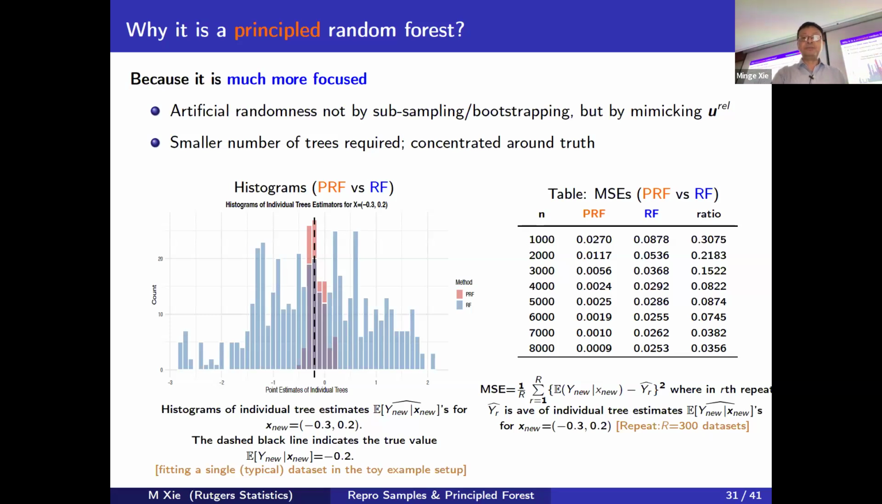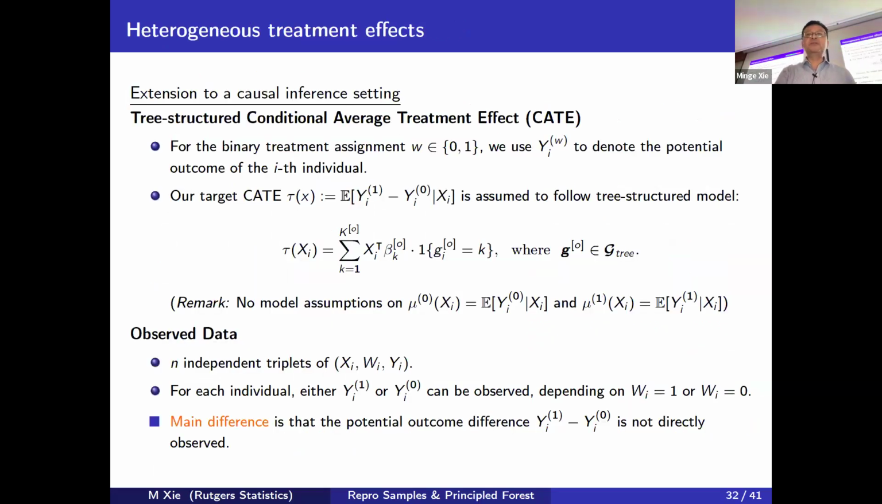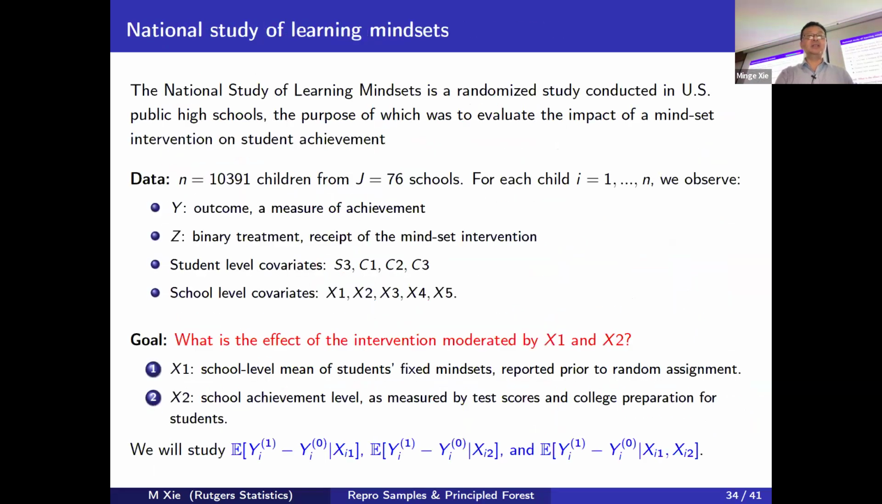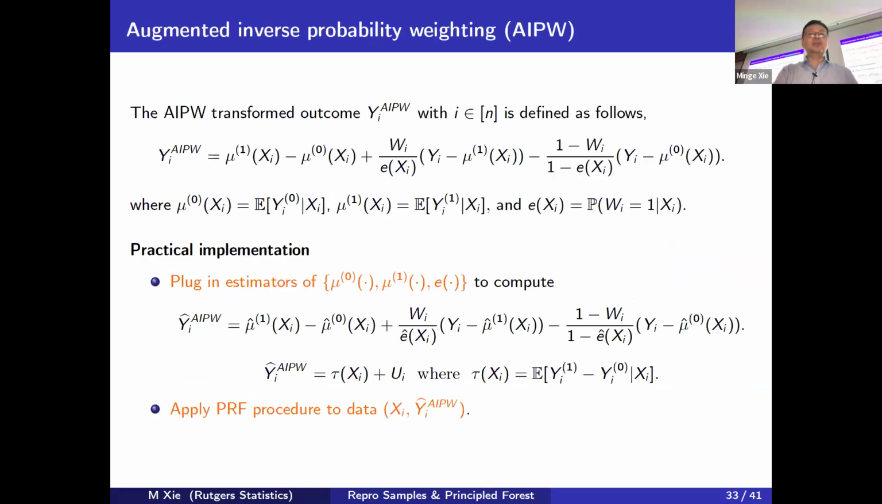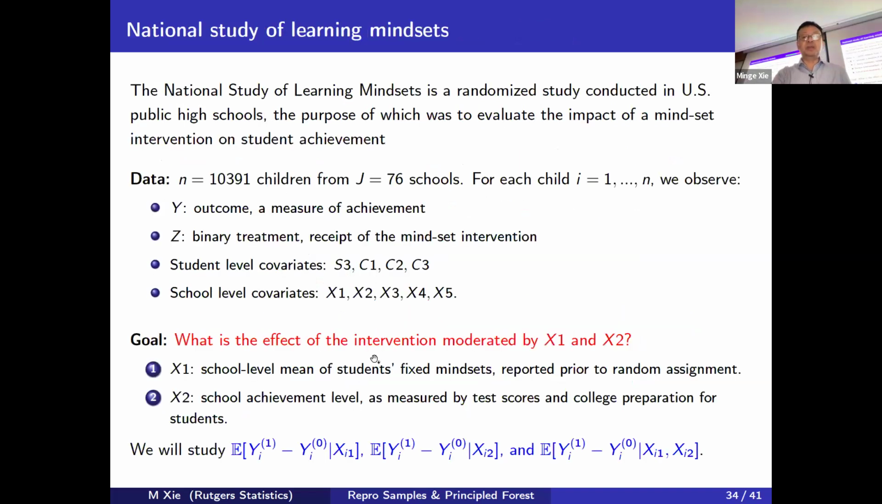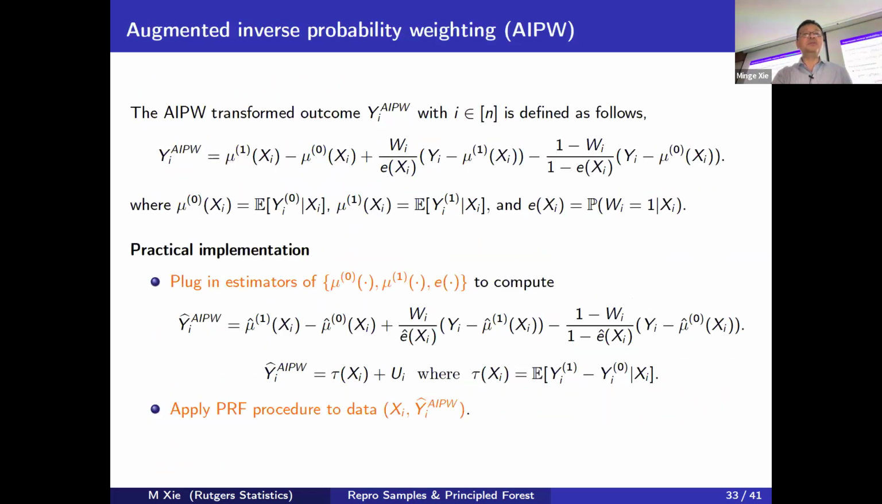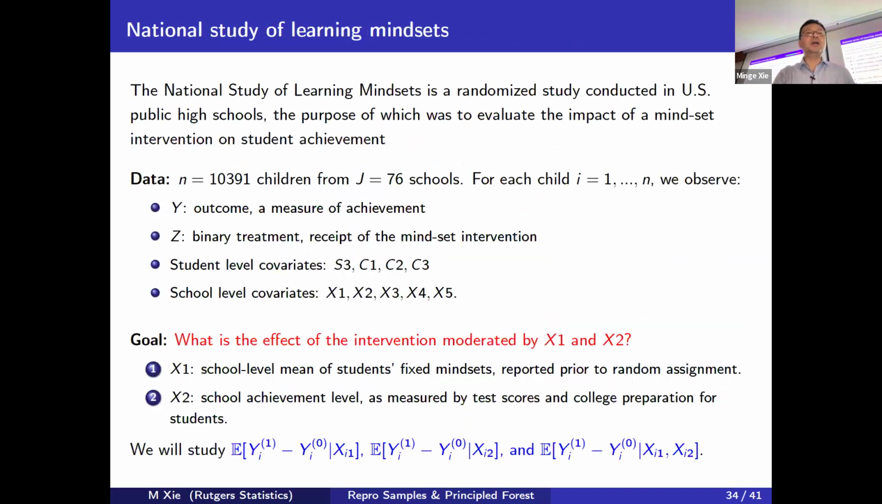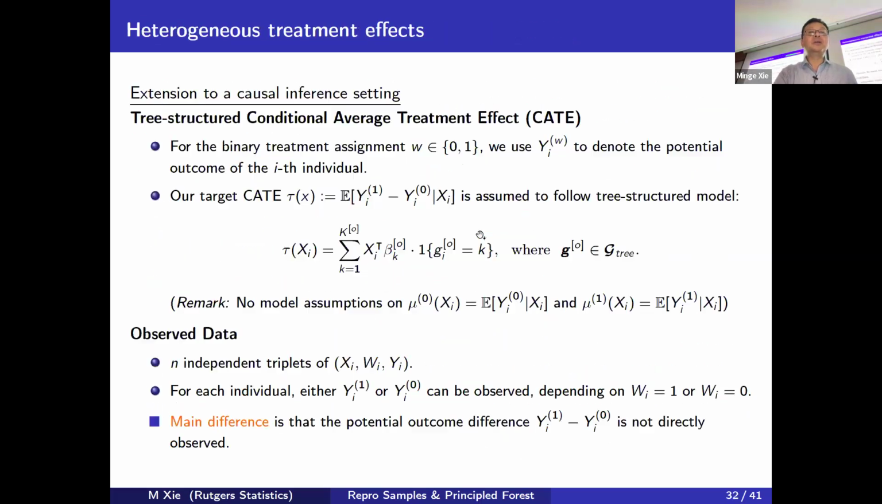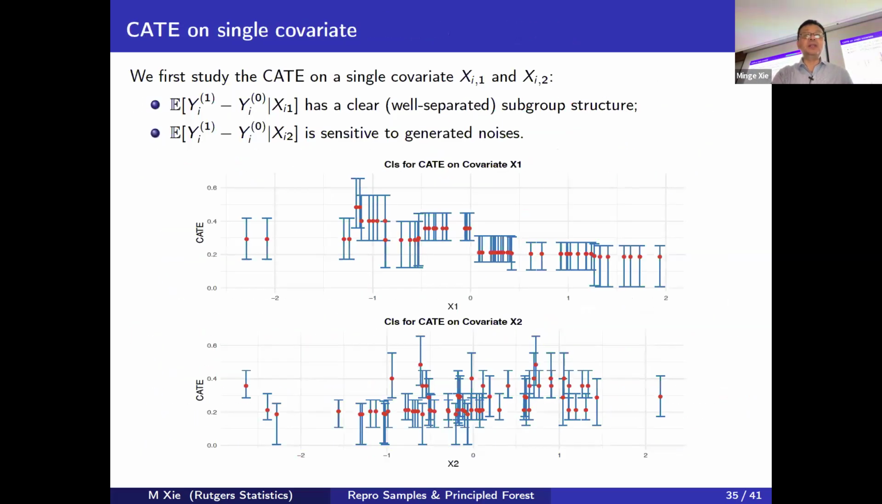For the interest of time, I'm going to skip the last slide on causal inference. Basically, you can extend the framework to a causal inference setup, with inverse probability weighting, the average treatment effects, and the conditional average treatment effects. Anyway, let's just skip that.